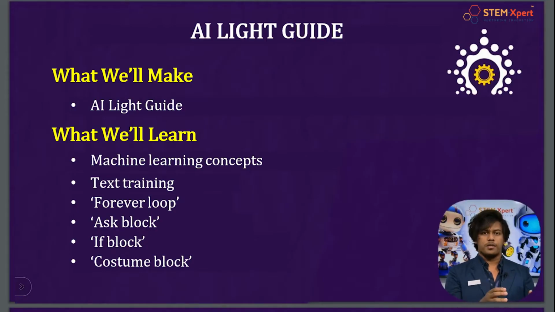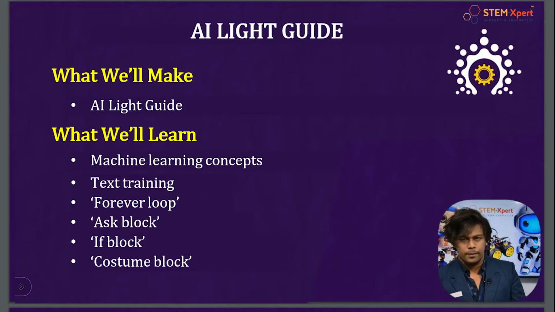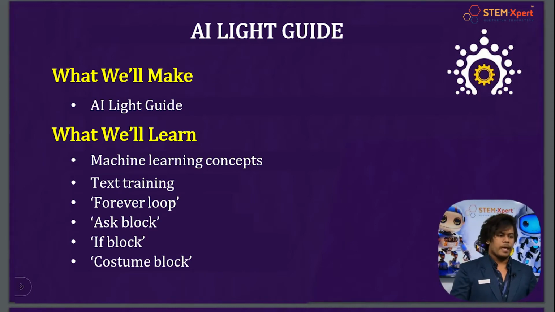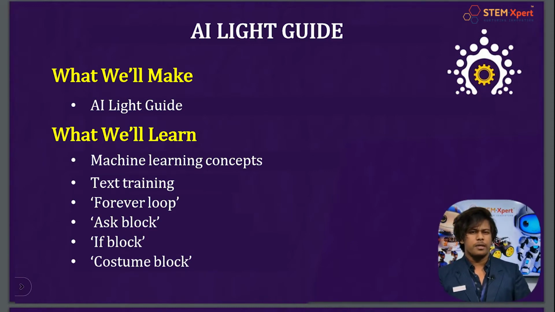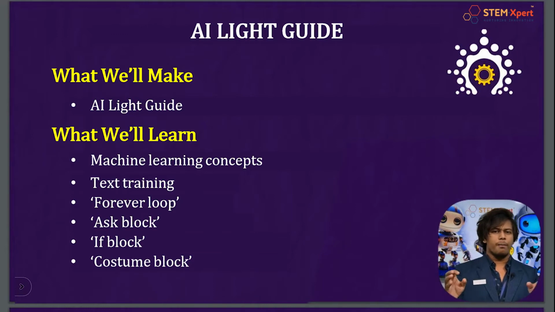So I hope you can see the screen, and over there you can see machine learning, of course that we just did. And text training. Of course, here we'll be using a software called Machine Learning for Kids. And here we'll be using the forever loop from Scratch, ask block, if block and question blocks. So these are the things that we'll be learning today.